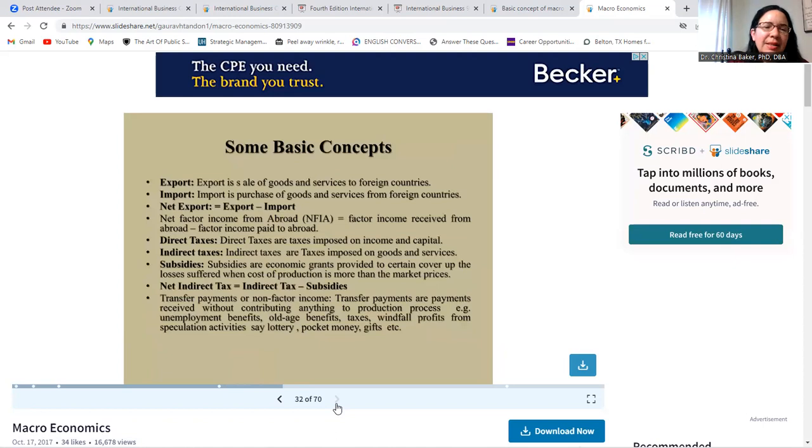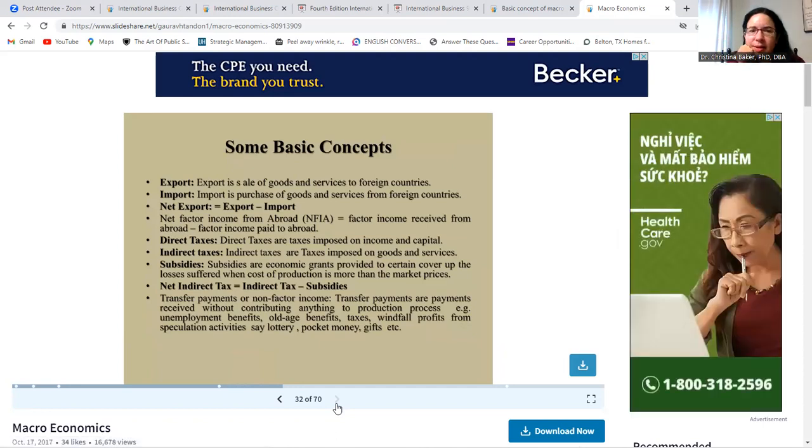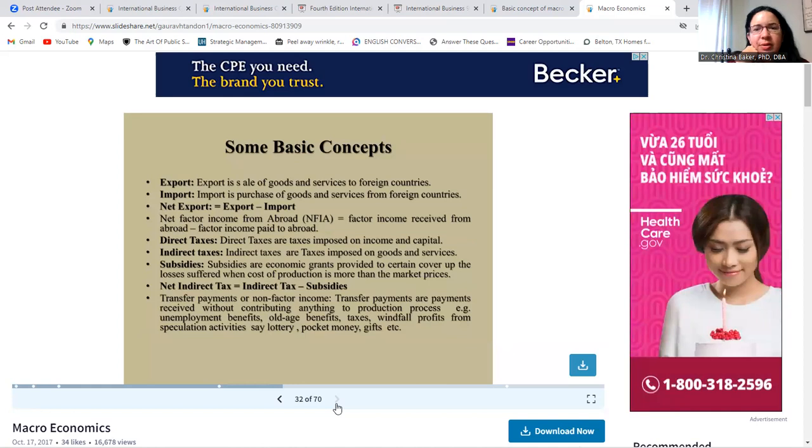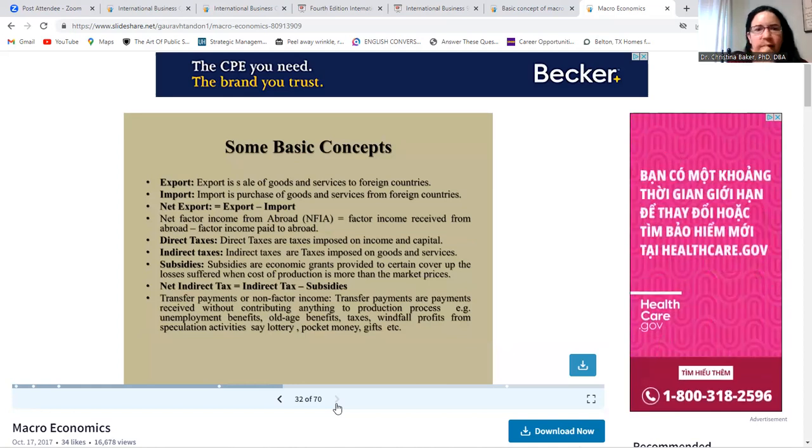Some basic concepts: export. Export is the sale of goods and services to foreign countries. Import is the purchase of goods and services from foreign countries. Net export is export minus import. Net factor income from abroad, the NFIA, is factor income received from abroad minus factor income paid to abroad.